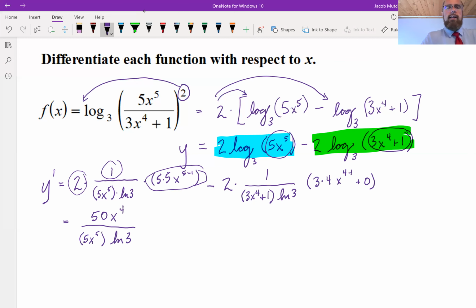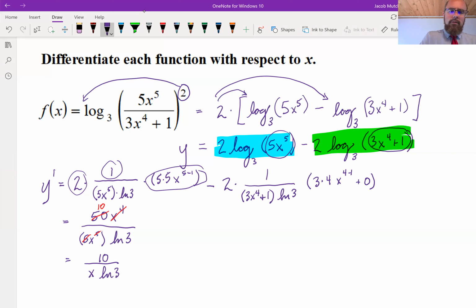Let's go ahead and cancel any terms that would reduce above and below. So 50 divided by 5, it's going to leave 10 in my numerator. And then x to the power of 4 divided by x to the power of 5 will leave x in the denominator. So for my next step, if I just want to finalize this first term, it's going to be 10 over x times the natural log of 3. That reduces down a lot.